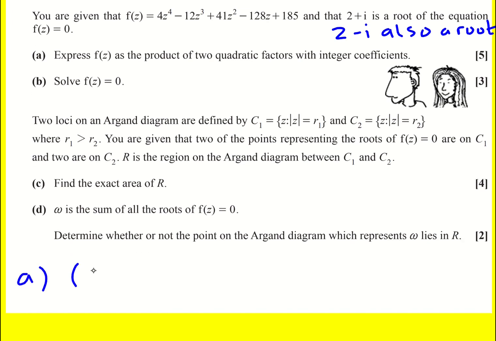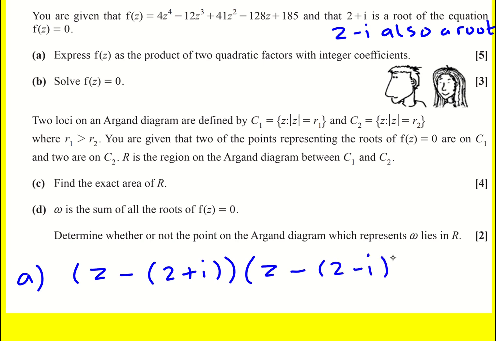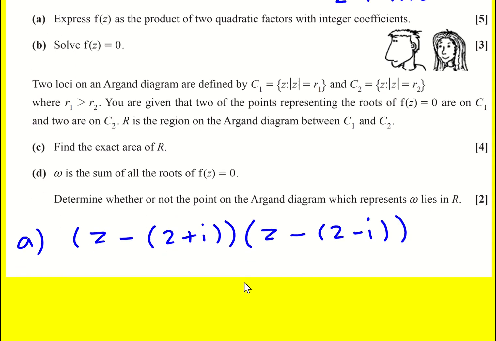It's going to be by doing z minus the root. Just like if you have a root of 3, then x minus 3 would be a factor. Here we've got a root of 2 plus i, so z minus (2 plus i) is a factor. And so is z minus (2 minus i). These two multiplied together will give a quadratic factor. So I can multiply this out.